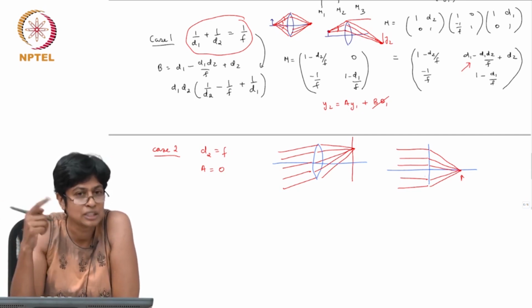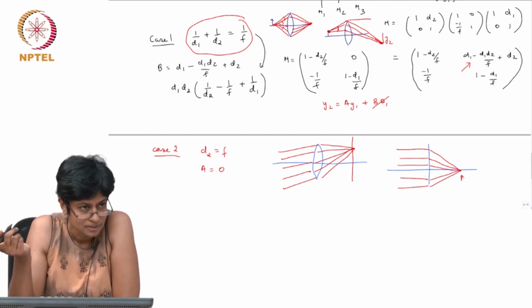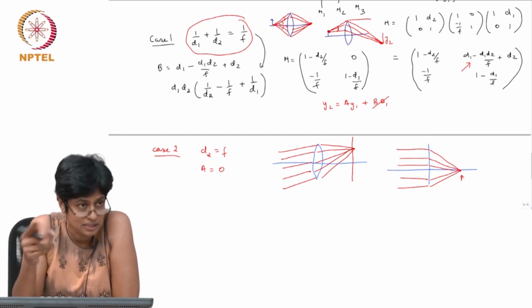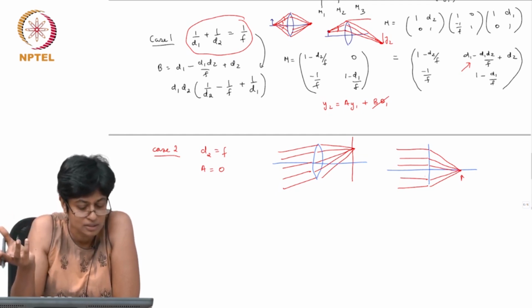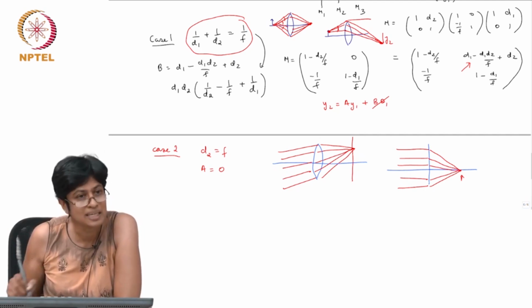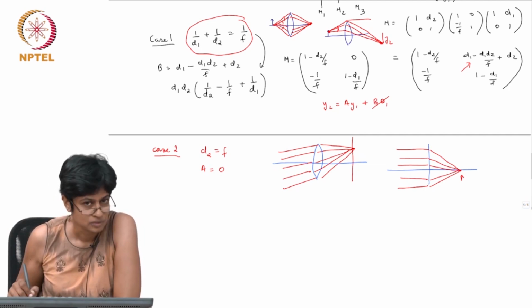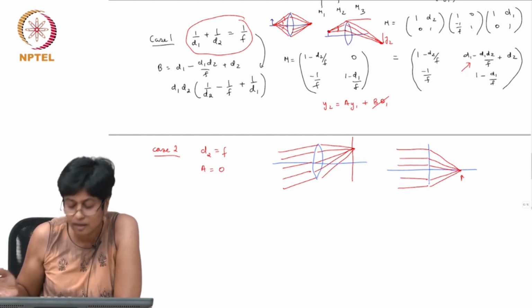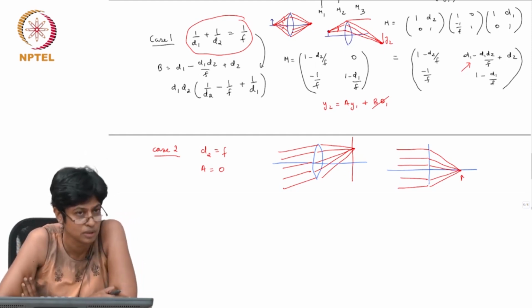You are saying the image plane is at the focal plane, and that distance D2 is nothing but the focal distance, and in this particular case I am looking at rays coming in parallel. So, irrespective of the angle, they are all going to get focused to the focal plane.